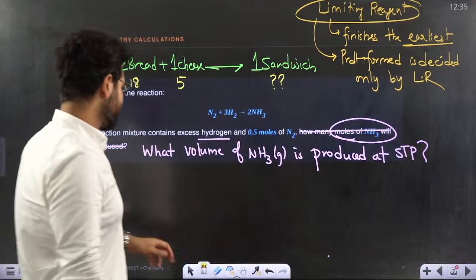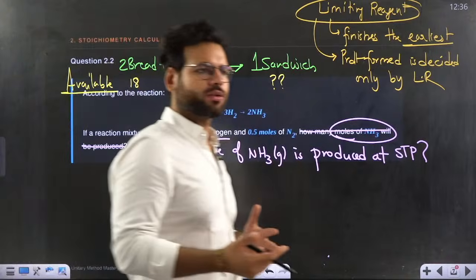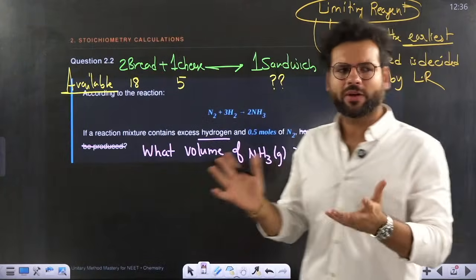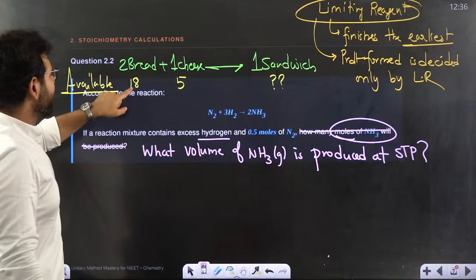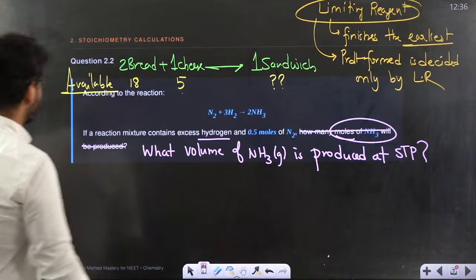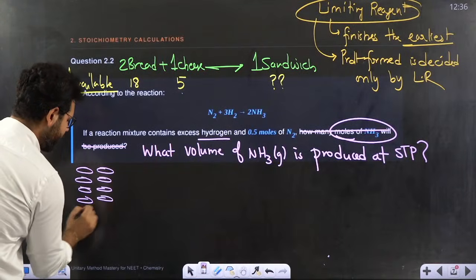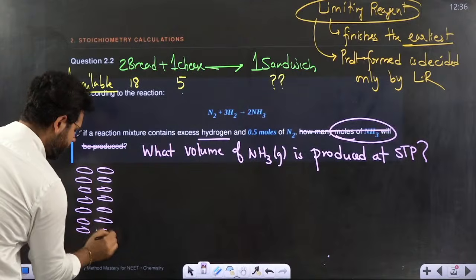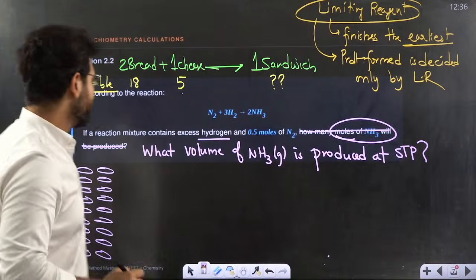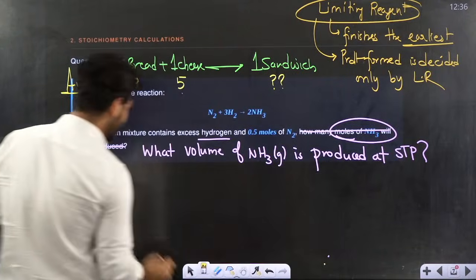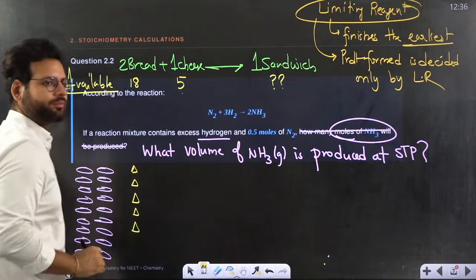So in such cases, whenever the data of both reactants is given to you, you don't know which will finish first. So in very layman language, I have 18 breads and 5 cheeses. If I draw the 18 breads here, 1, 2, 3, up to 18, these are the 18 breads that I have. And I have only 5 cheese slices. Let me draw the 5 cheese slices: first, second, third, fourth, fifth.